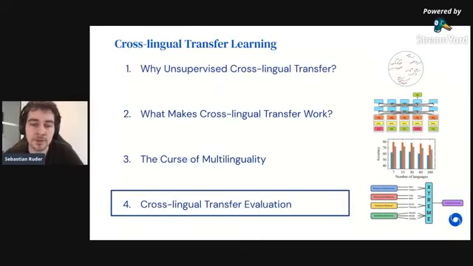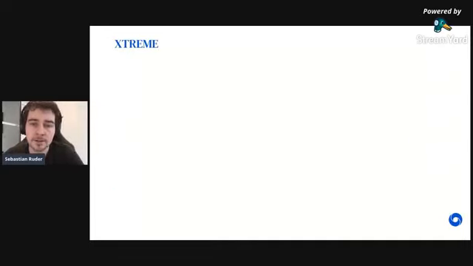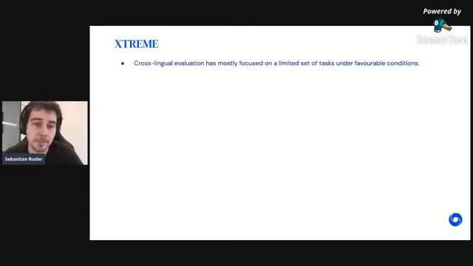And so lastly, I just want to end with a bigger, more high-level overview of performance of these methods on a wider range of tasks and languages. In particular here, I want to talk about a recent benchmark that we introduced called Extreme.